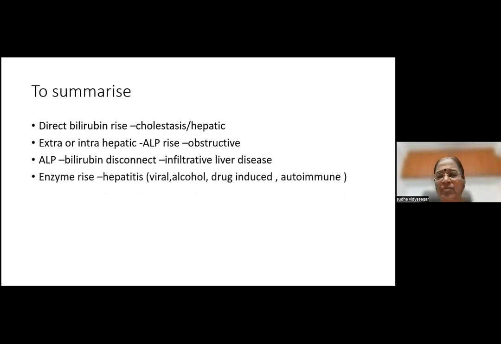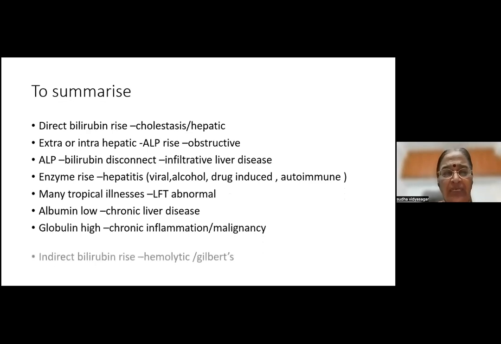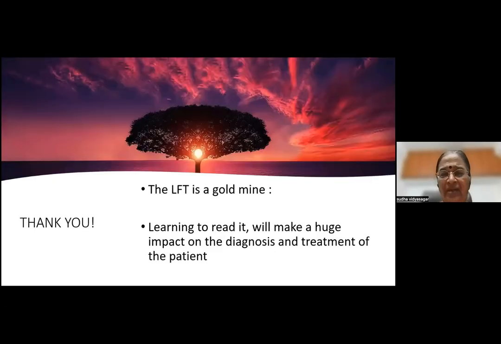Enzyme rise, the usual causes: viral, alcohol, drug-induced, autoimmune, etc. Many tropical illnesses, LFT can be abnormal. You have to be careful in interpreting. Albumin is low in a chronic liver disease. Remember that. Globulin is high in any chronic inflammation or a malignancy. Indirect bilirubin rise is in hemolytic anemia and in Gilbert's.